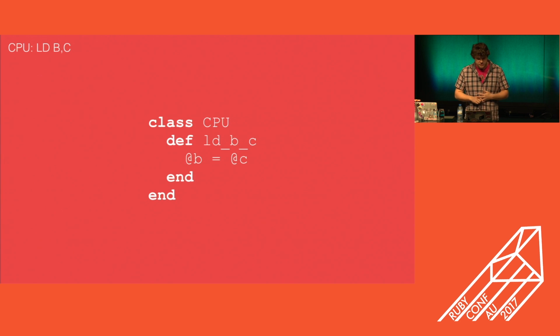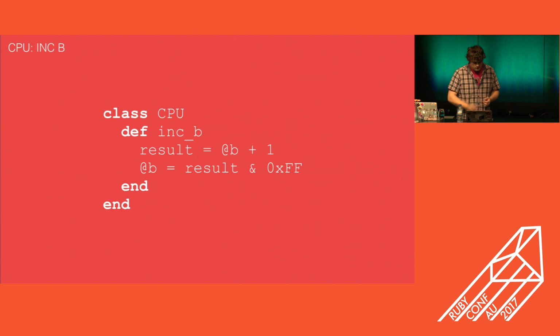Some example instructions, like here's LD B, C. This is loading the value of the C register into the B register. This is very simple, nothing much else than just assigning variable data to each other. Here is increment B, so we're incrementing the value of the B register by 1. And then notice on the second line that we're doing an AND operation on the result of that increment. This is because we're using Ruby.